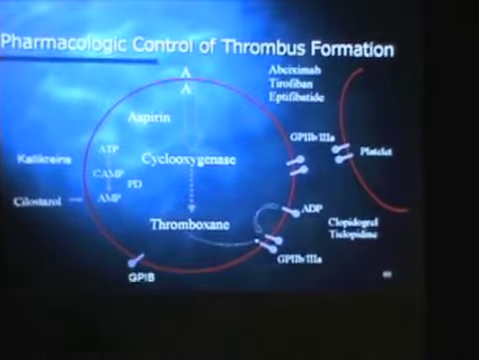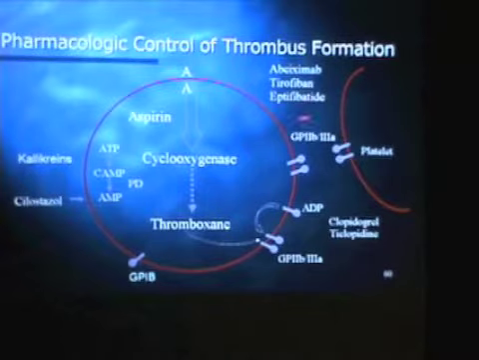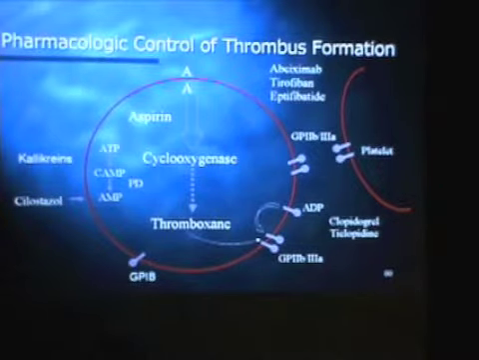Okay, the reason DDAVP is used, again, like I said earlier, it releases the von Willebrand's factor. Von Willebrand's will go straight to glycoprotein 1b and turn it on. Okay? So now the platelet can stick to the vascular wall. All right? We cannot reverse the effects of aspirin. What we're trying to do is attenuate it by turning on glycoprotein 1b.